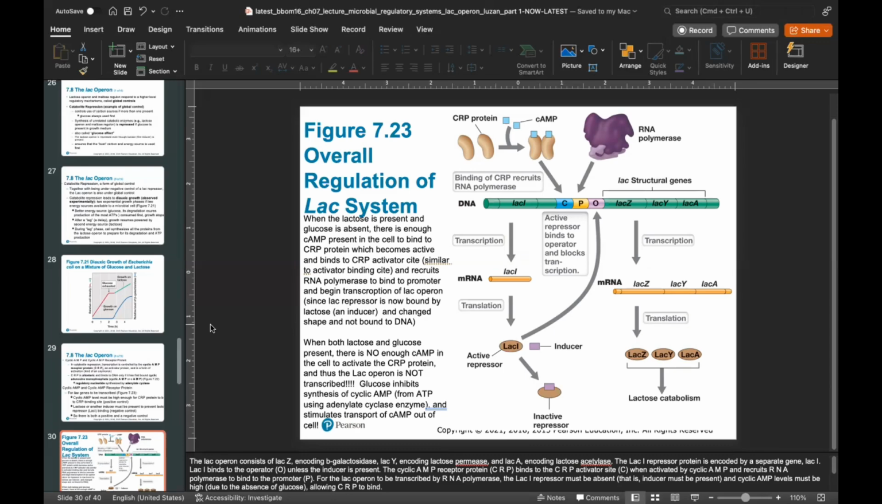When both lactose and glucose are present, there is not enough cAMP in the cell to activate the CRP protein, and thus the lac operon is not transcribed. So glucose inhibits the synthesis of cyclic AMP from ATP by the adenylate cyclase enzyme and stimulates transport of cAMP out of the cell. And this shows the process.